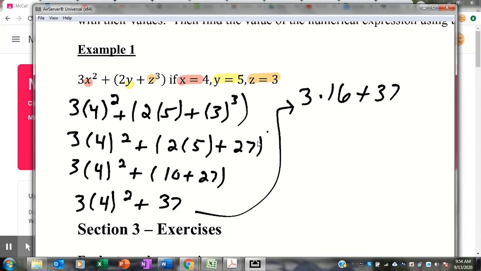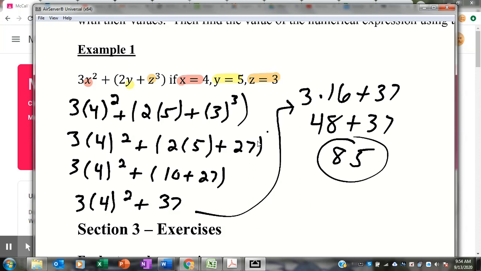And from there, we have multiplication and addition left. So we're going to do 3 times 16, which is going to be 48, plus 37. And that's the last thing we're going to do. So our final answer will be 85.